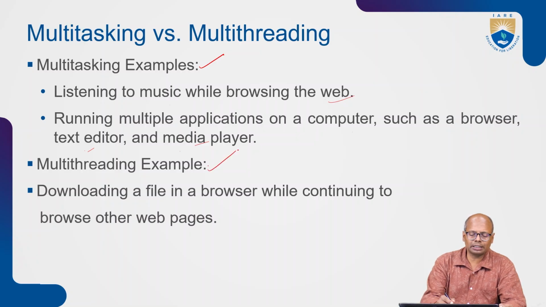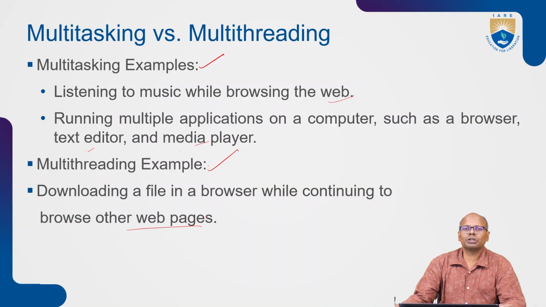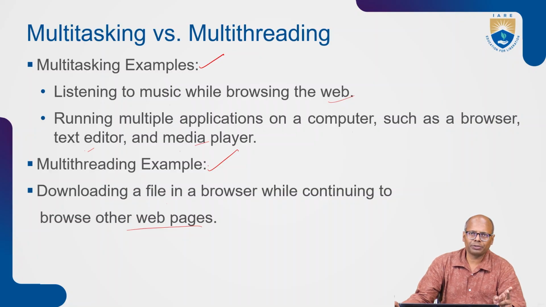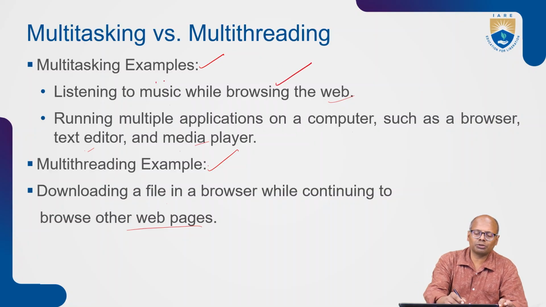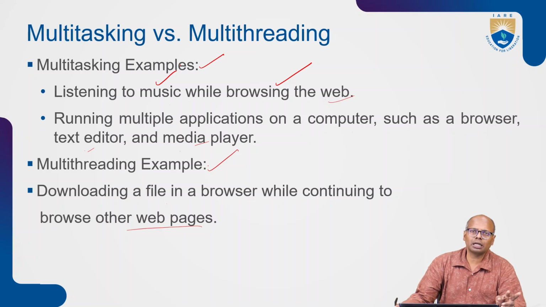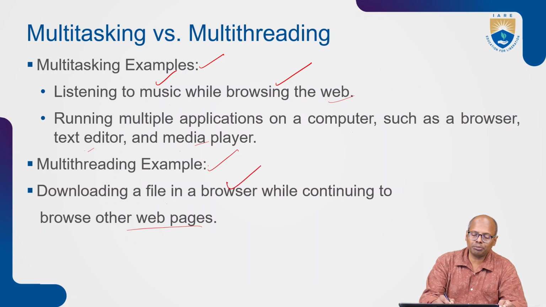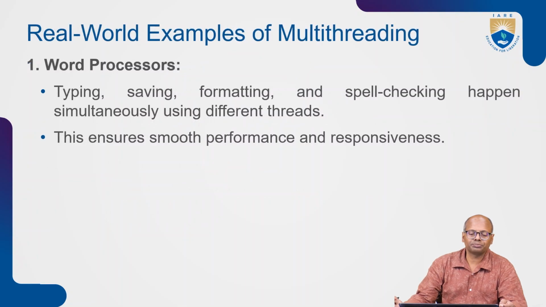On the other hand, what is multi-threading? Multi-threading is downloading a file in a browser while continuing to browse other web pages. Here we are using the same browser, but doing two different things. In multitasking, we used the browser and the music player, two completely different tasks. But here the same browser is doing two things. One is downloading the file, the other is general browsing. So this is a multi-threading example.